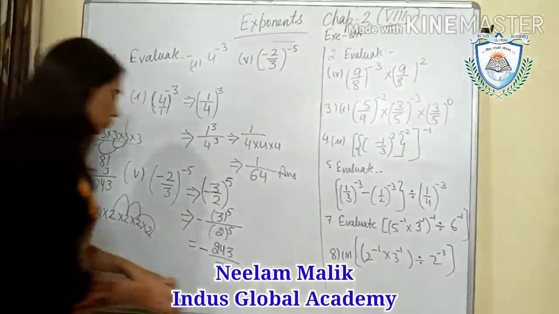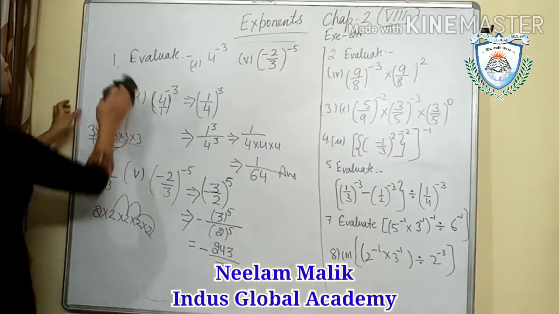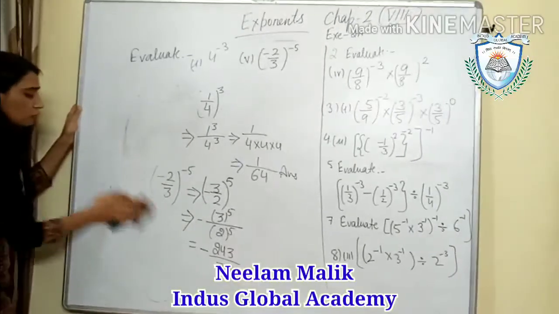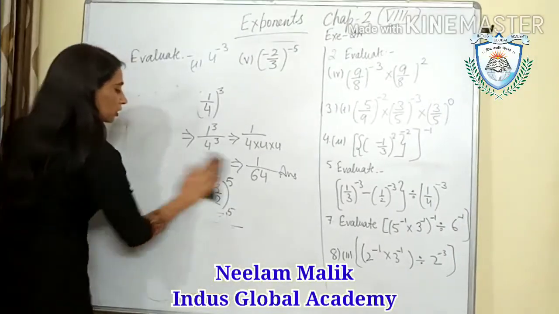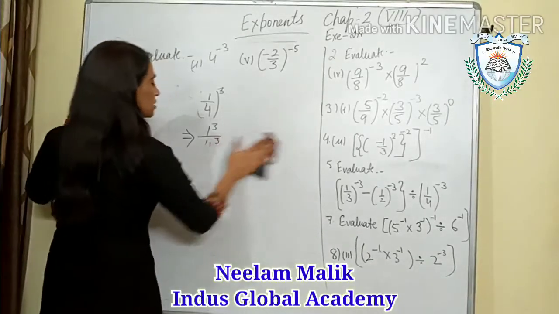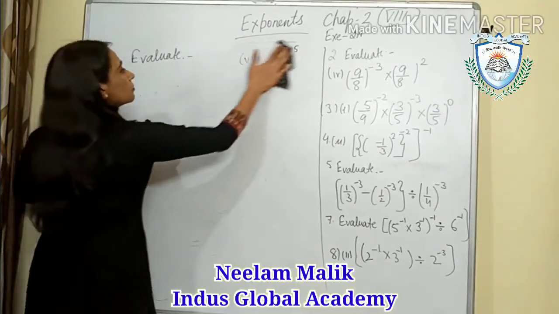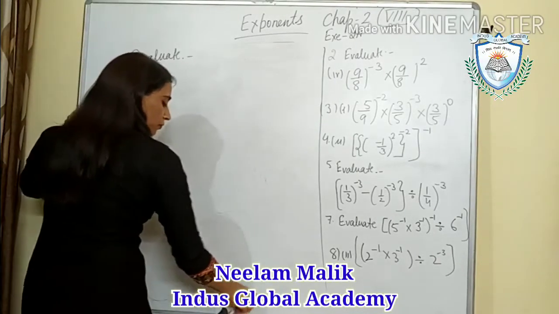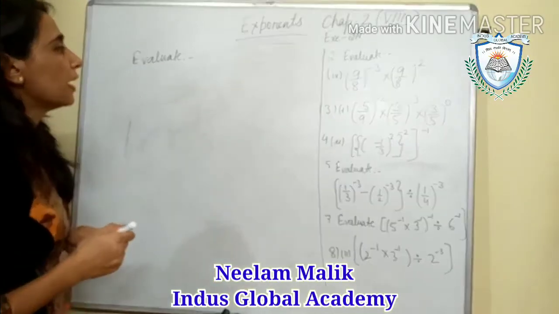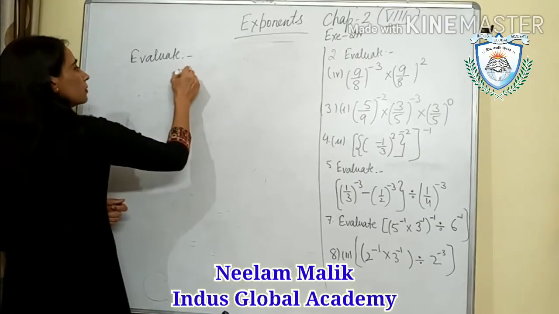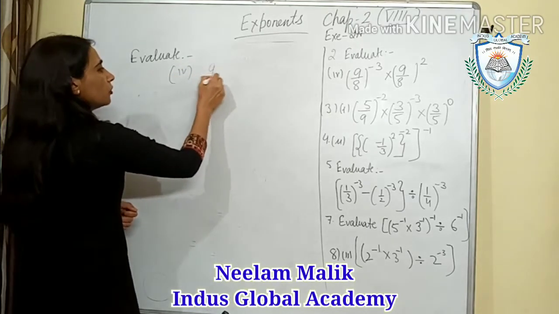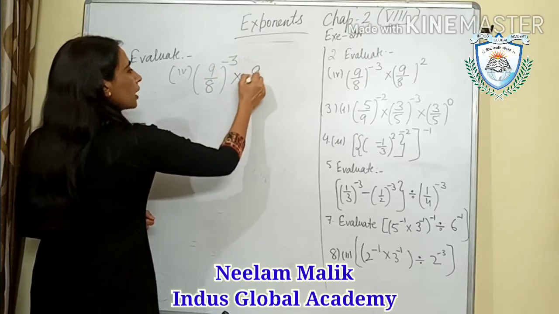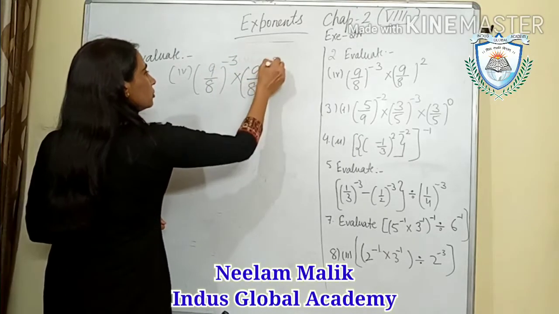Now we will do the next question, number 2. In that also we have to evaluate the values, means we have to simplify what is given to us. So please read this statement. Now I have taken the fourth part here, that is 9 upon 8, the whole power minus 3, into 9 upon 8, the whole power 2.